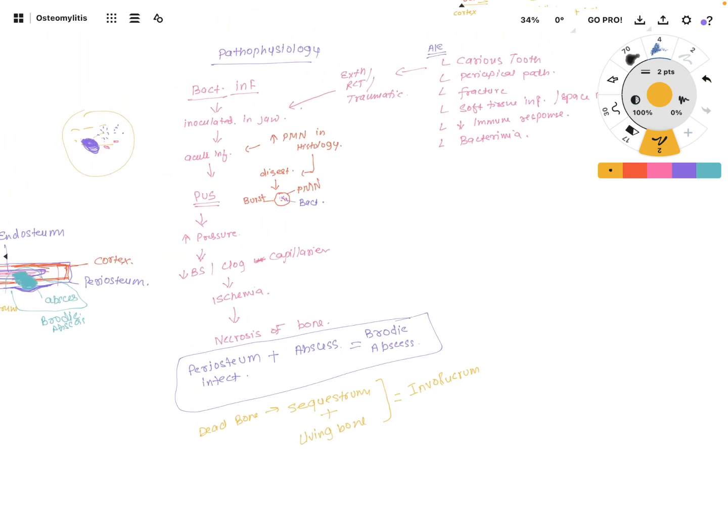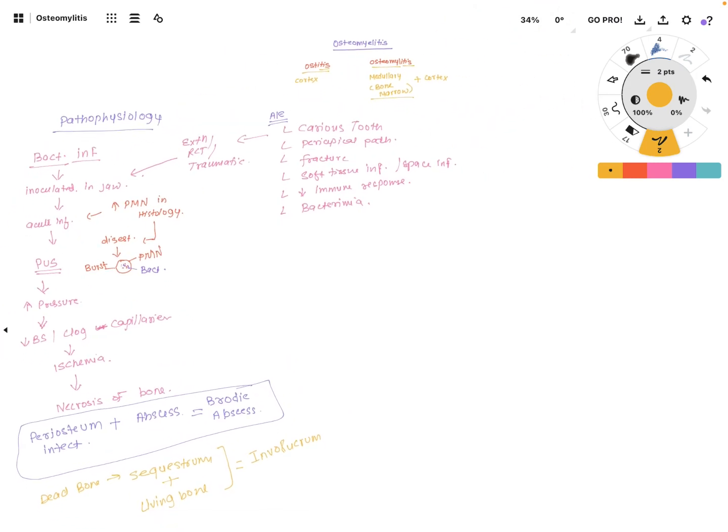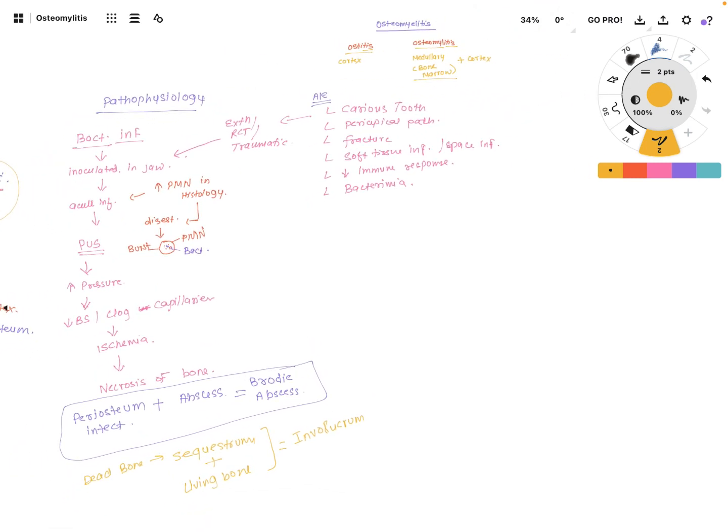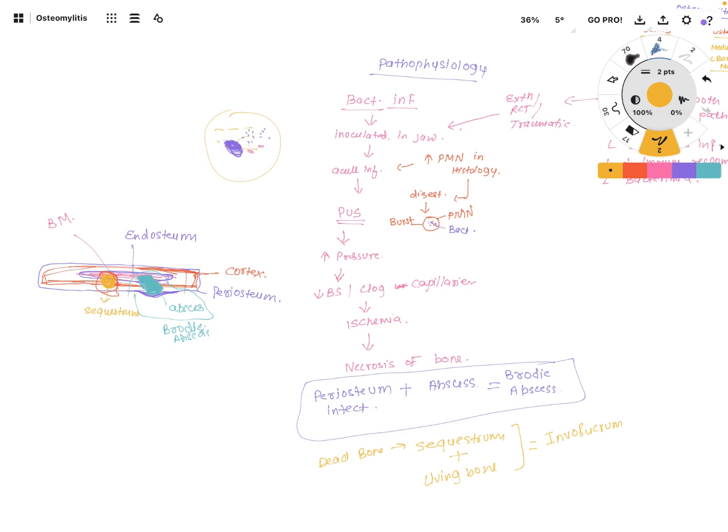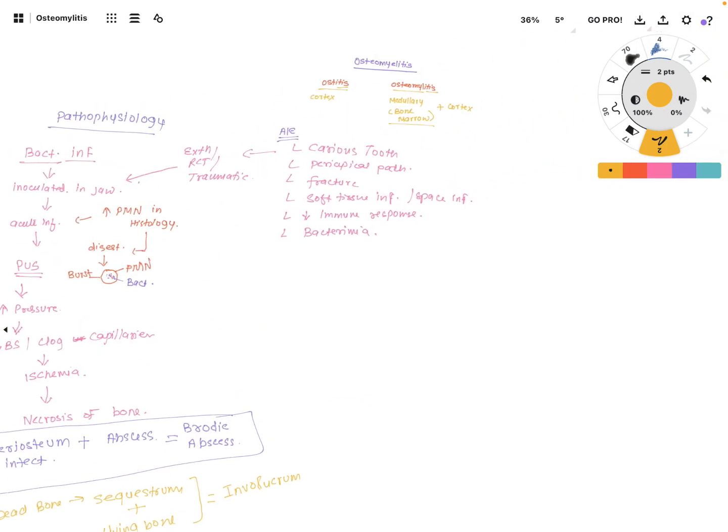If you want to draw the histopathology, you have to draw just a dead bone along with a lot of pus around it, right? So this is your entire pathology of your osteomyelitis. I hope it's clear. So if you want to discuss the treatment, you just have to remove the sequestrum, you just have to clean everything, right? We will discuss this in a later session.